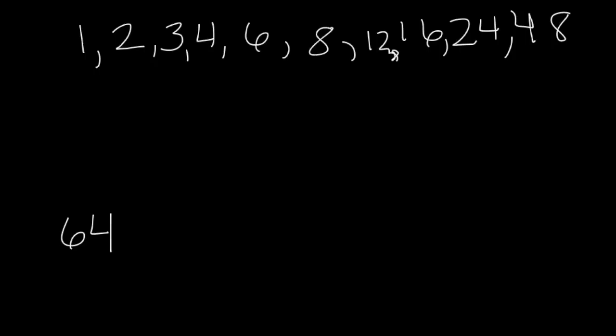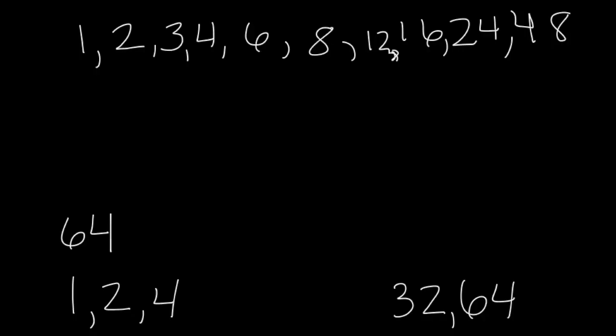So that's our entire list of factors for the number 48. For 64, we know 1 and 64 multiplied together give us 64. 2 times 32, 4 times 16, and 8 and 8, but we only need to write one of them.